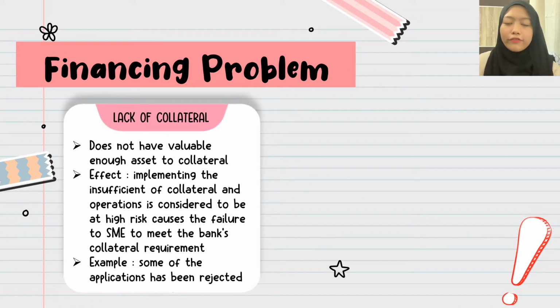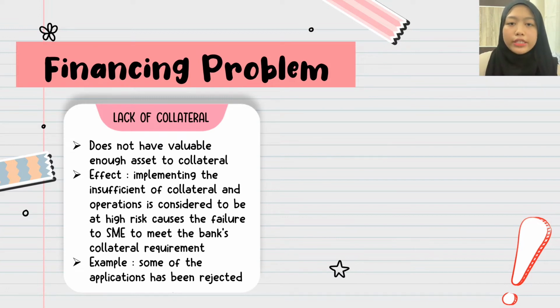Next is lack of collateral. This problem has been highlighted as the main obstacle faced by SMEs in Malaysia because they often do not have valuable enough assets as collateral, and that is why it becomes a major challenge. Collateral refers to a security or guarantee for the lenders in the form of an asset or property. The SME has insufficient collateral, and its operation is considered to be at high risk, which is the reason why some financial institutions refuse to fund.